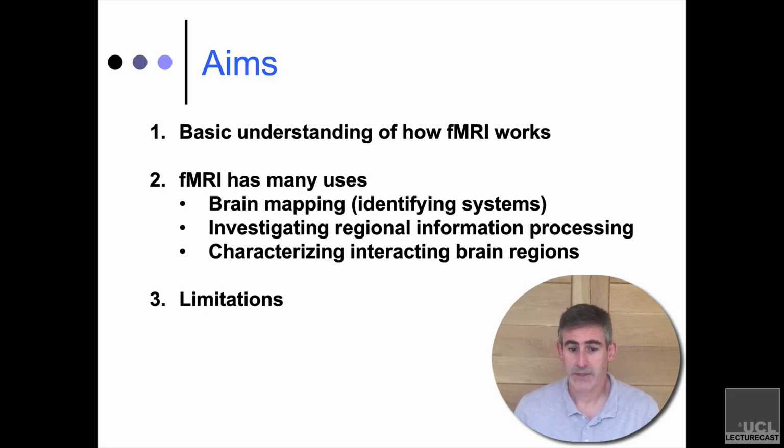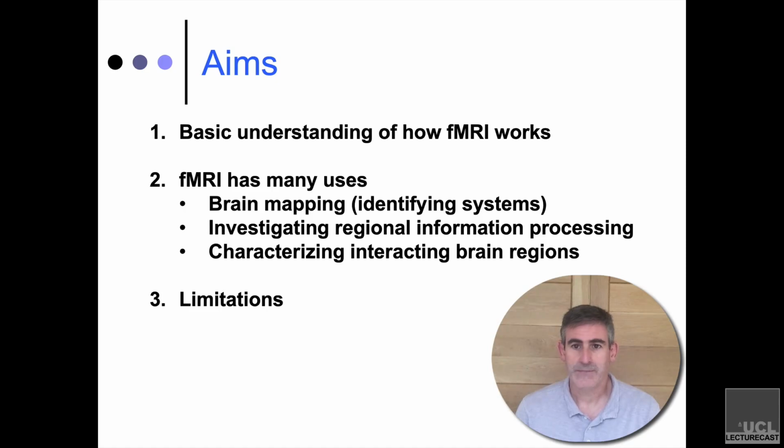So in particular, I'm going to talk about using it to identify different neural systems, something that's often referred to as brain mapping. I want to talk about how you can use fMRI to investigate regional information processing. So that is to say, if I'm interested in the amygdala or the hippocampus or whatever particular brain region, how do I use fMRI to investigate how it's processing information? And then finally, I'm going to talk briefly about characterizing interacting brain systems.